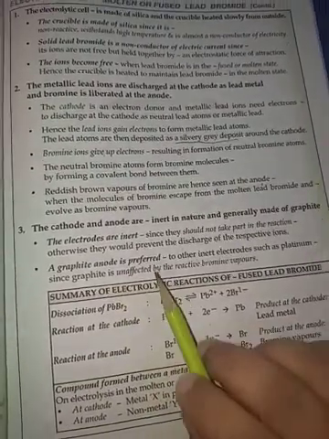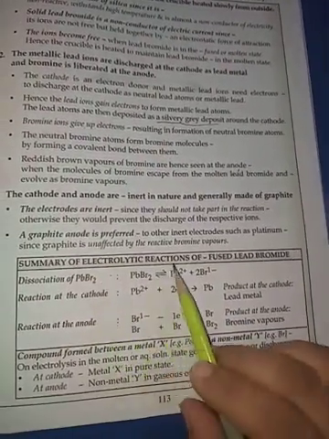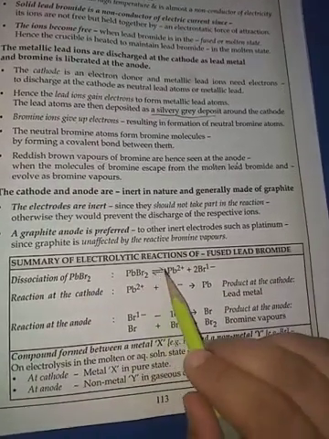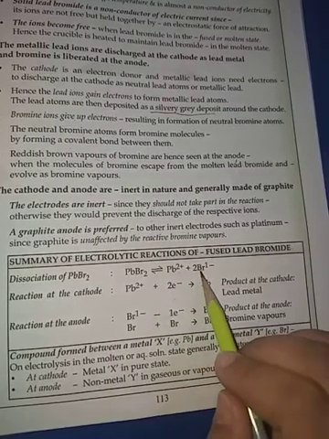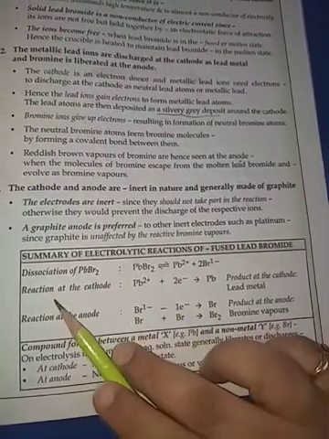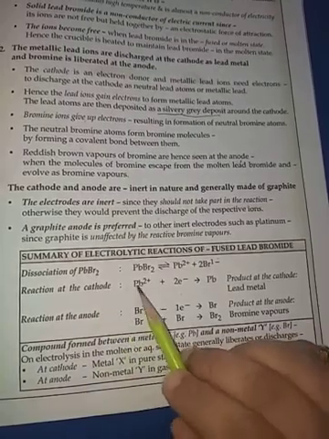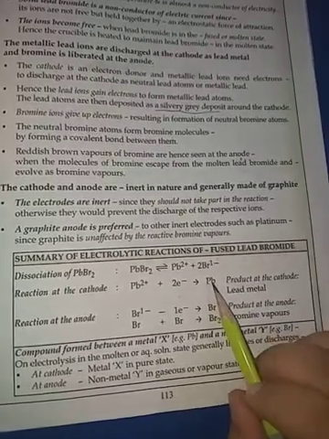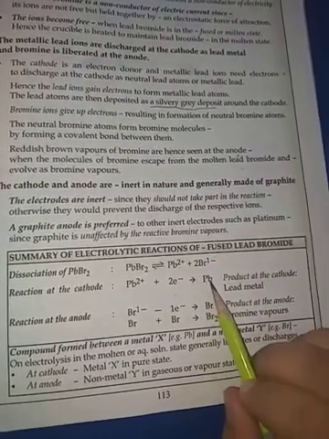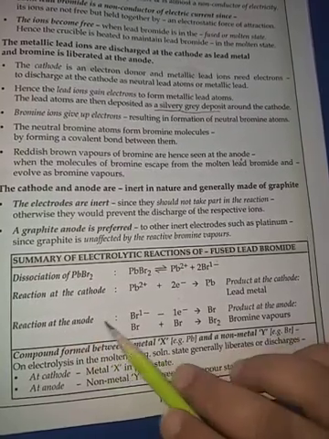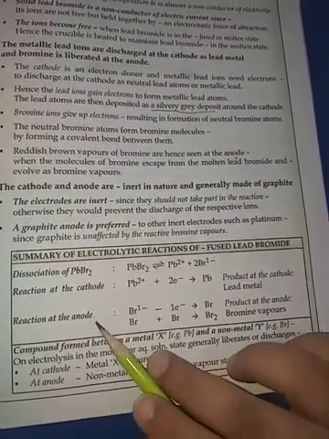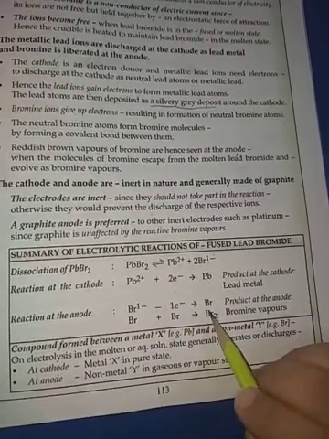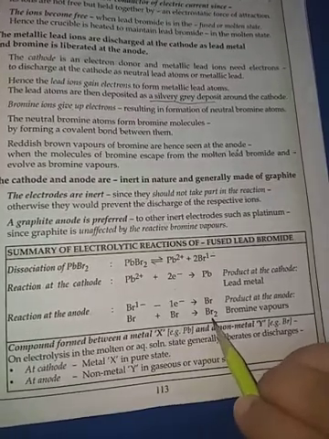It's important. Now, a summary of the electrolytic reactions of fused lead bromide. Dissociation of lead bromide, PbBr2: it will dissociate to give Pb2+ and 2Br−, two bromide ions. At the cathode, the negative electrode, positive ions will move there. They will gain 2 electrons and convert into grayish, silvery lead. Now at the anode, the positive electrode, negative ions will move towards it. There they will lose electrons, oxidation will take place, and they'll change into bromine atoms, and then two bromine atoms will combine to form a bromine molecule.